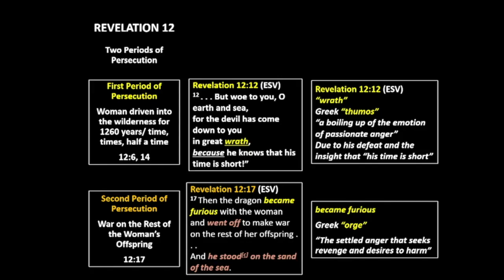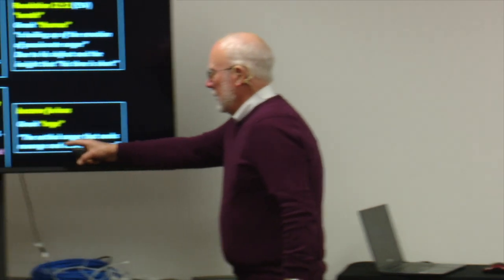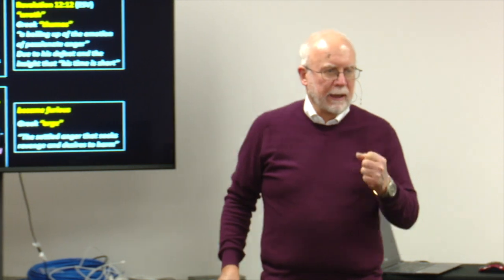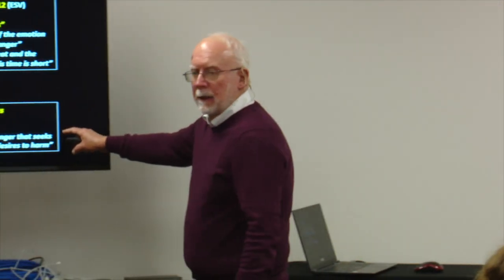Orge is a settled anger. It's not that boiling emotion, but it is an attitude of anger, a consistent attitude of anger. And so the thumos has settled down to this anger that seeks what? Seeks revenge and desires to harm. So now he's being driven by the settled anger against the woman, and he turns his attention on the remnant of her seed. So folks, this is what God's people at the end will be facing.